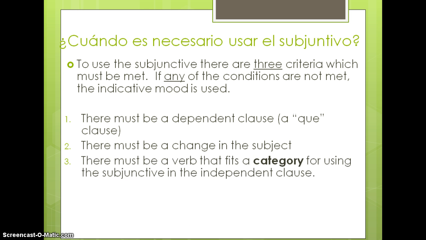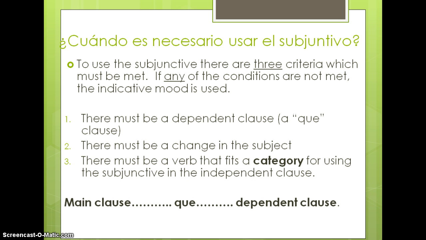And finally, that there must be a verb that fits into a category for using the subjunctive in the independent clause. And we'll be talking about some of those categories today. So again, you have to have a main clause, que, and then a dependent clause with a change in subject. So es importante que aprendan el subjuntivo.